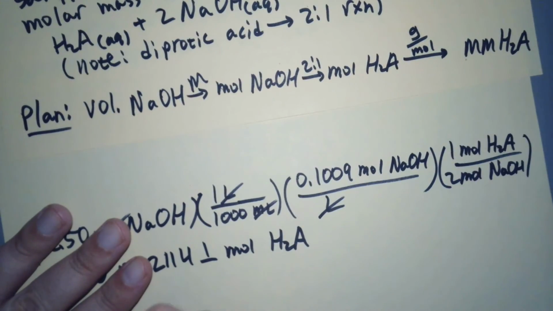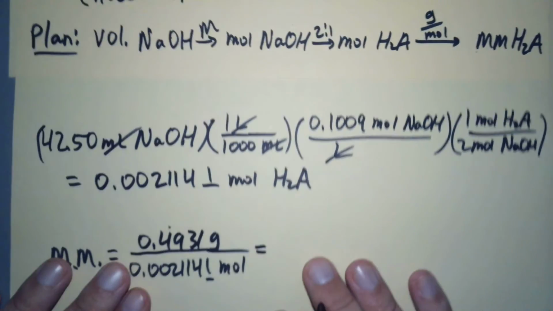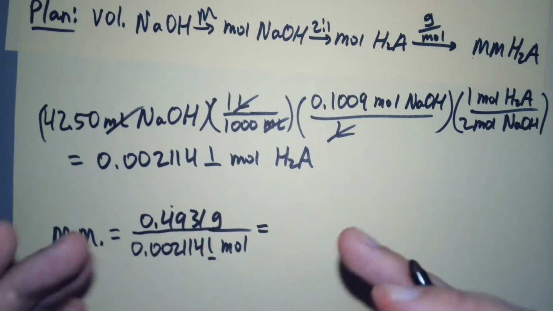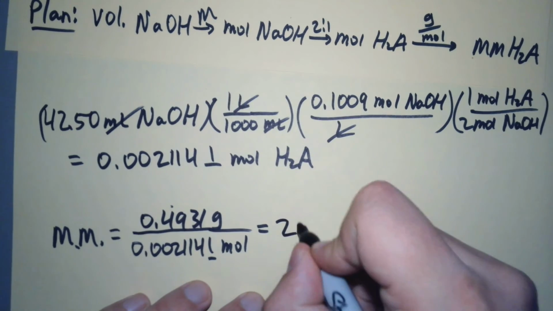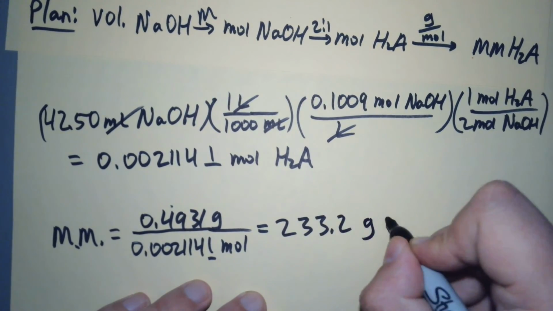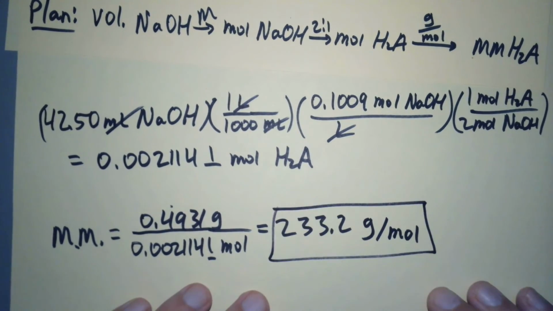Alright, so 0.4931 grams. And then I just do the math. I just go this divided by that, I get 4 sig figs at the end, and it ends up being 233.2 grams per mole. Not too shabby, huh?